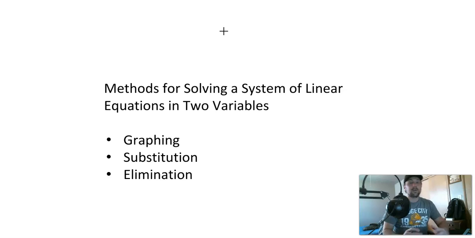And in fact, there are 3 methods that we can use. So you can use graphing to find a solution to a system of equations when there's just 2 variables. In theory, you can do it when there's more than 2 variables, but if you have more than 2 variables, you're working in more dimensions.